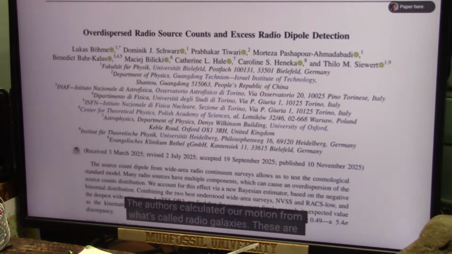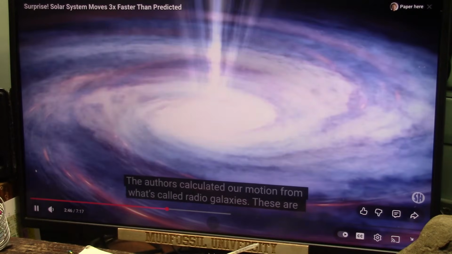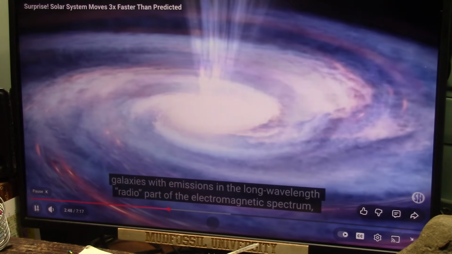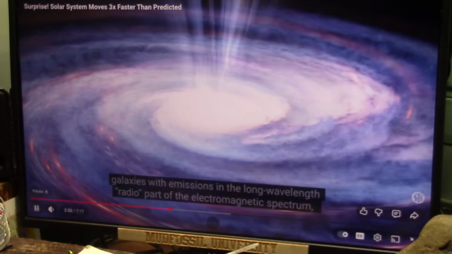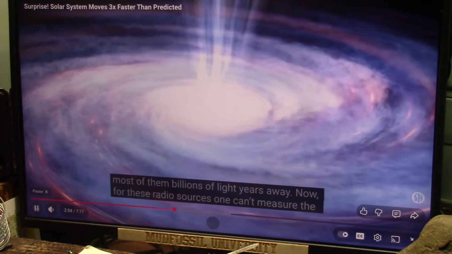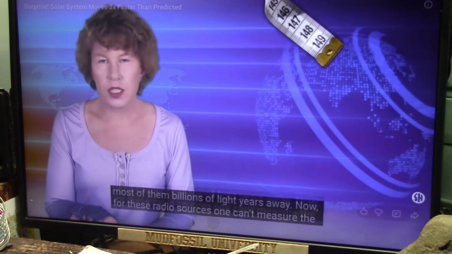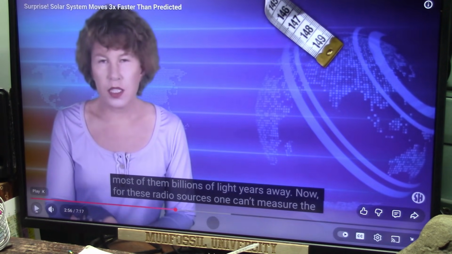"The authors calculated our motion from what's called radio galaxies. These are galaxies with emissions in the long wavelength radio part of the electromagnetic spectrum, most of them billions of light years away." Now, for these light years, there is no light years. There's no such thing as light in a year. Light just travels at the speed it travels. When it hits things, it slows down. If she's basing this on the speed of light, she's got a serious problem.